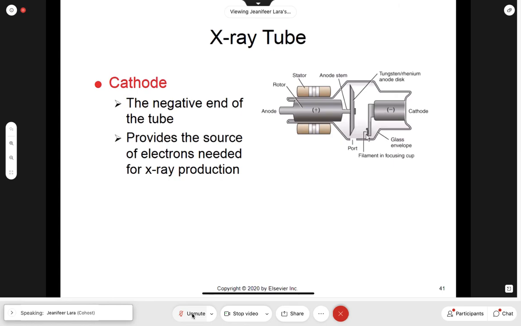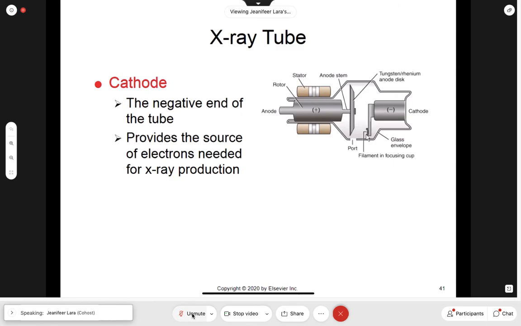Tube. Finish that word. Tube... Current. It is called tube current. Beautiful.